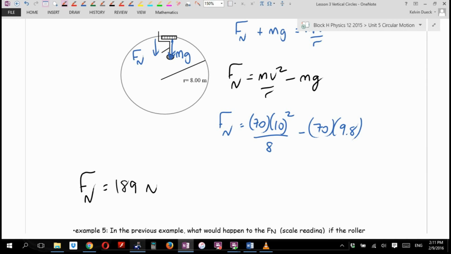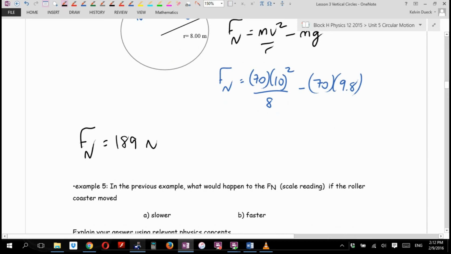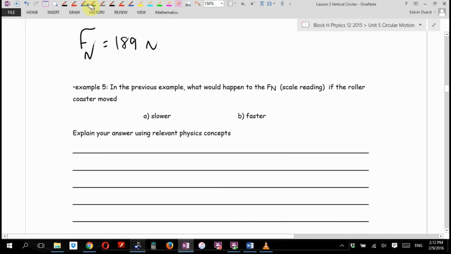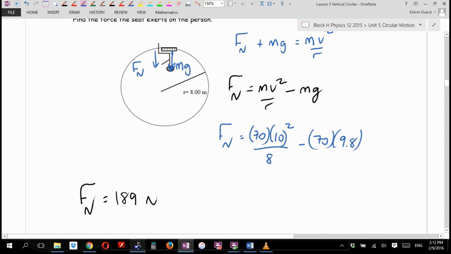Here's what you're really asking. Looking at this example, what would happen to the scale reading if the roller coaster moved slower? If this number got smaller, Fn would decrease. What if we sped up?